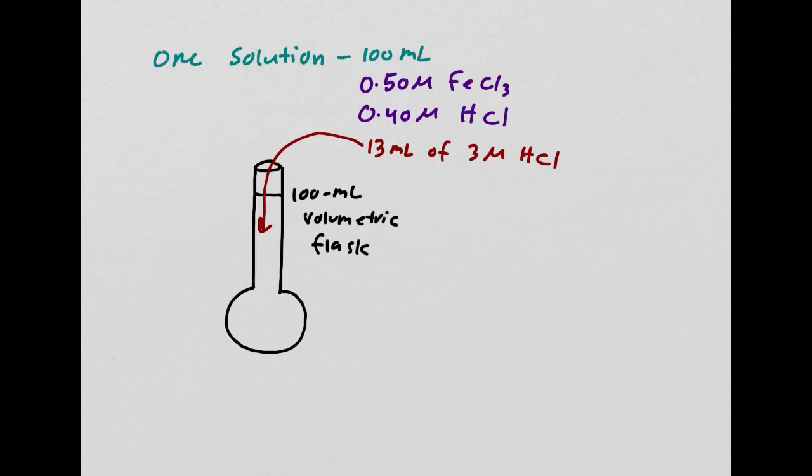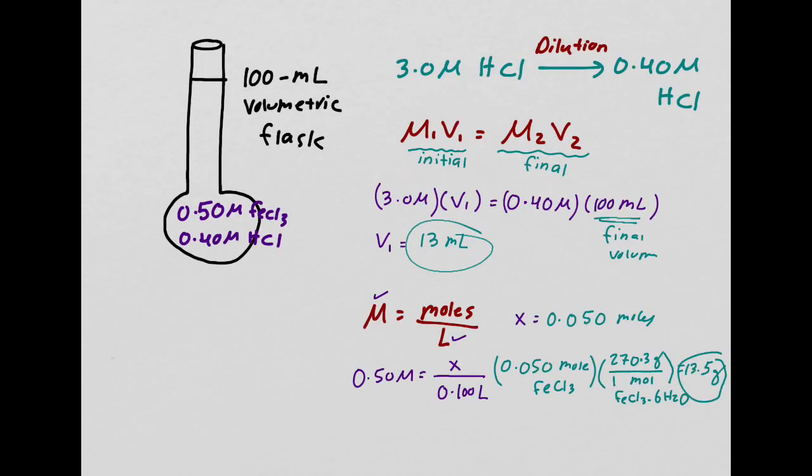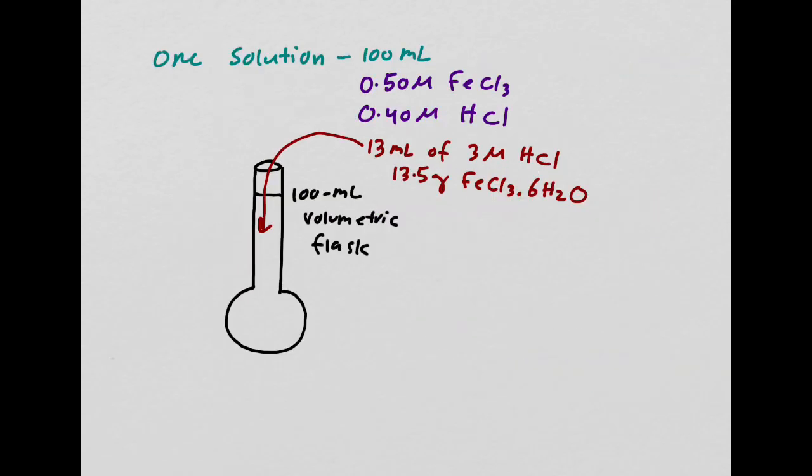Then I'm going to add 13.5 grams of iron 3 chloride hexahydrate. Again, the iron 3 chloride is a hydrate. It has water attached to it. So based on my calculation, I'm going to take 13 ml of 3 molar HCl. And then my iron 3 is a solid. I'm going to weigh out 13.5 grams of that and add it to the volumetric flask. Then what am I going to do? So step 1, add the HCl, add the solid, and then I'm going to add H2O to the mark.